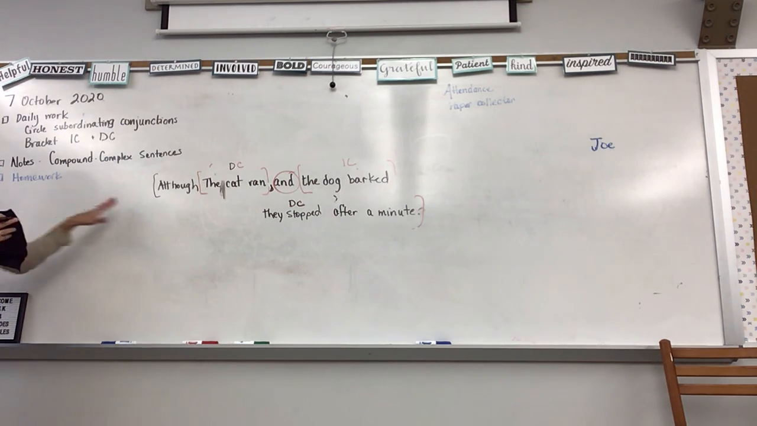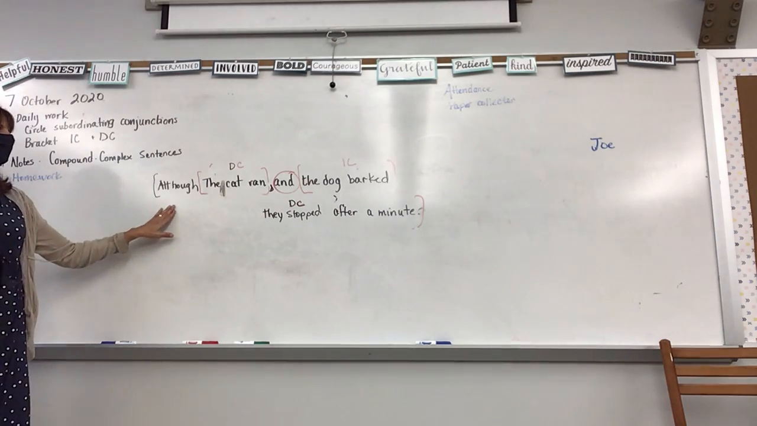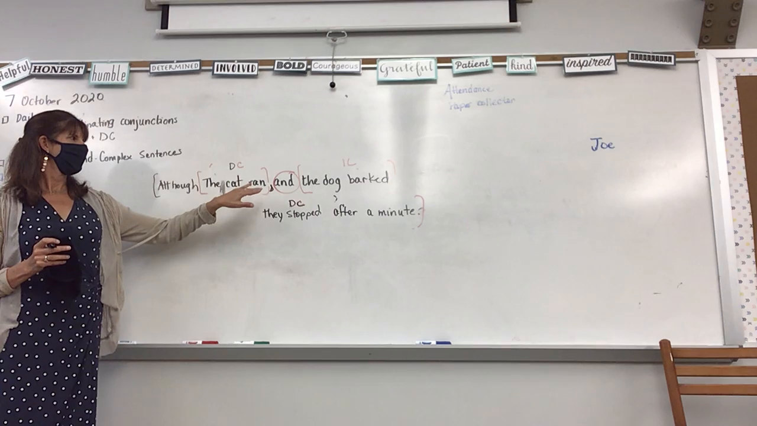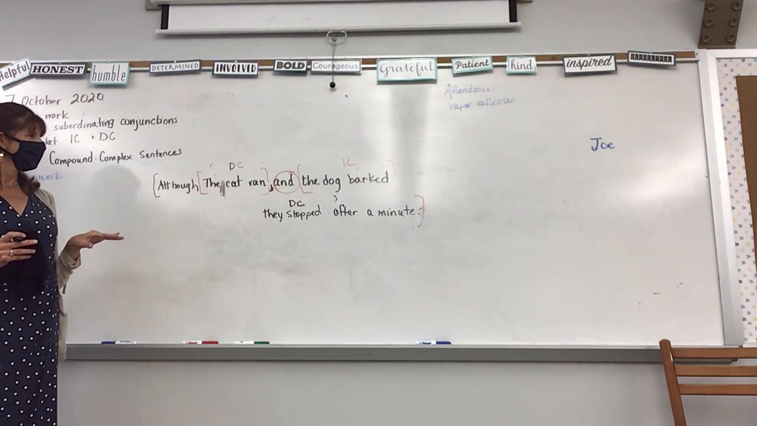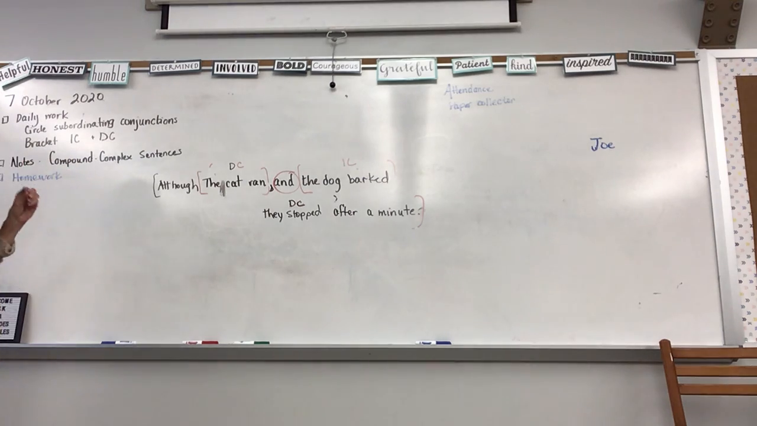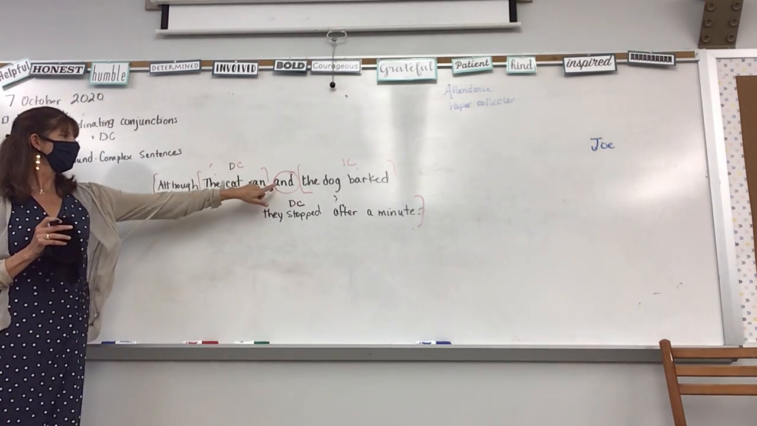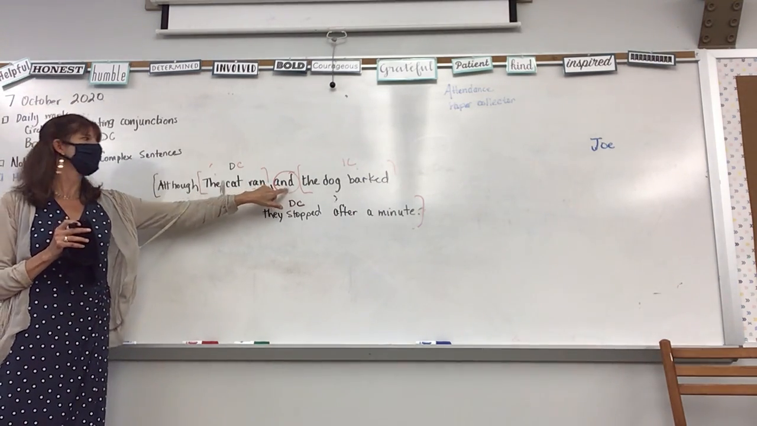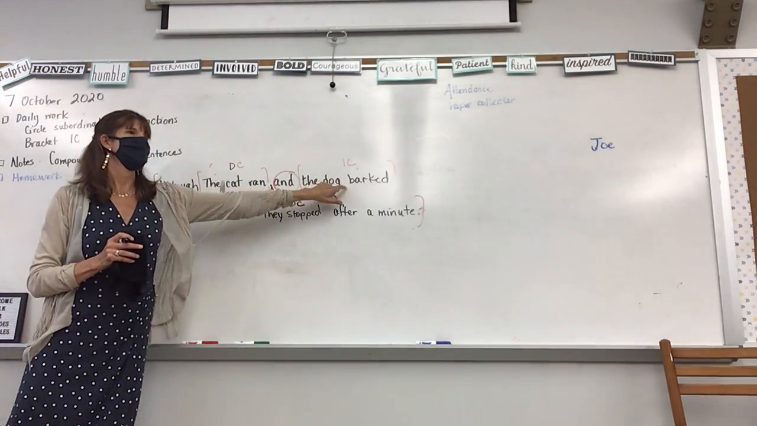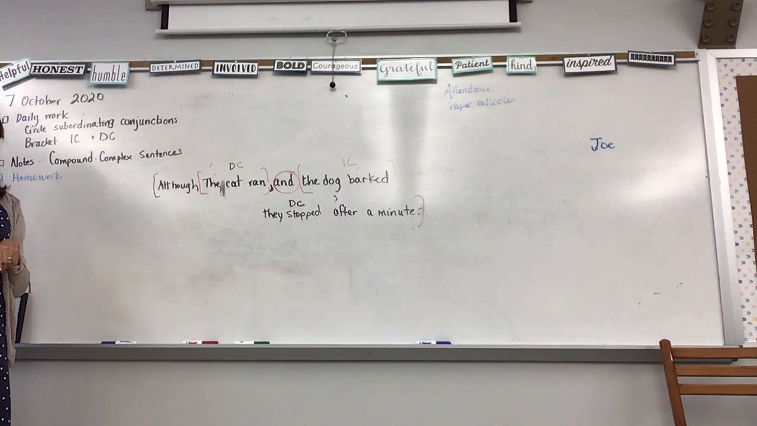Okay, but do you see, this is the dependent clause, although the cat ran? But wouldn't it be although the cat ran and the dog barked? No, I hear what you're saying, and I like what you're saying, but grammatically, this is a coordinating conjunction that's joining two subject-verb pairs. That makes this independent. Okay? So that is the correct thing.